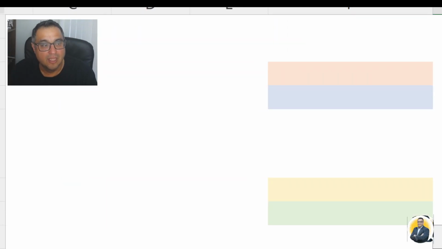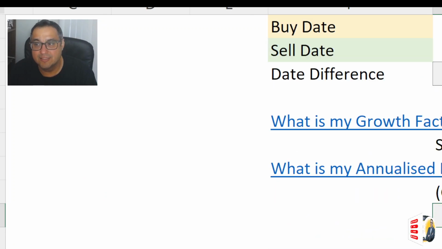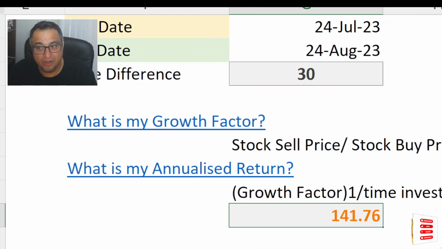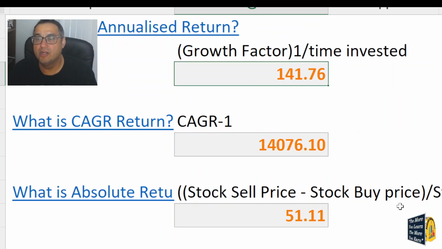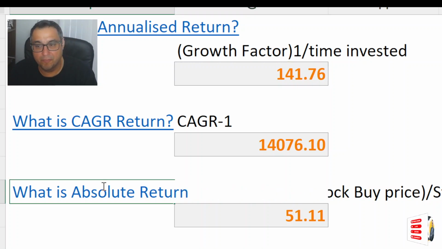What we did was we looked at what the growth factor is and how to calculate it. We looked at how to calculate the annualized returns. We looked at how to calculate the CAGR. We also looked at what absolute returns are, and how you calculate the absolute returns for a particular stock, right? So we covered a lot of ground, and now over to you.